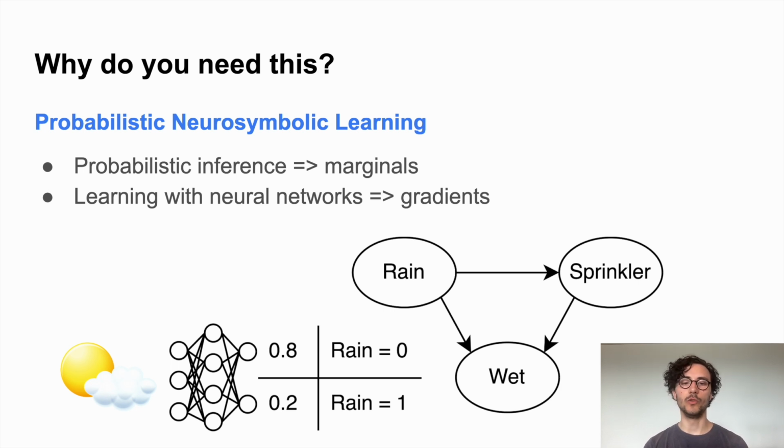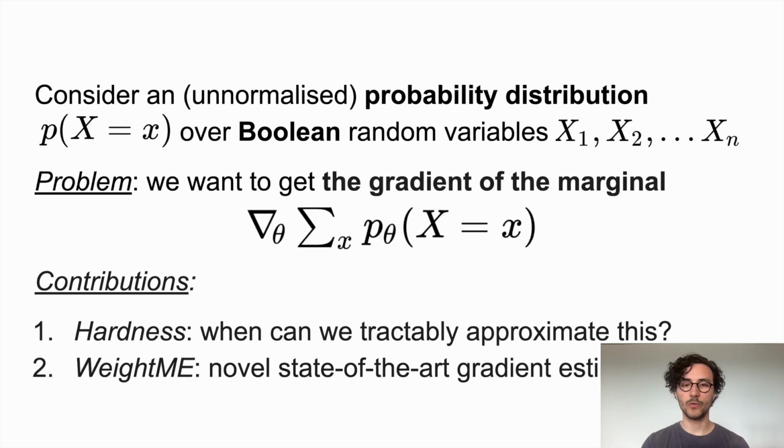Now, when you want to do learning in this setting, you need to do both probabilistic inference, which usually amounts to taking marginals in your Bayesian networks here, for instance, and you need to learn with your neural network, so you need to take gradients of this probabilistic inference. And that's how you get to this quantity we started with, namely the gradient of some summation.